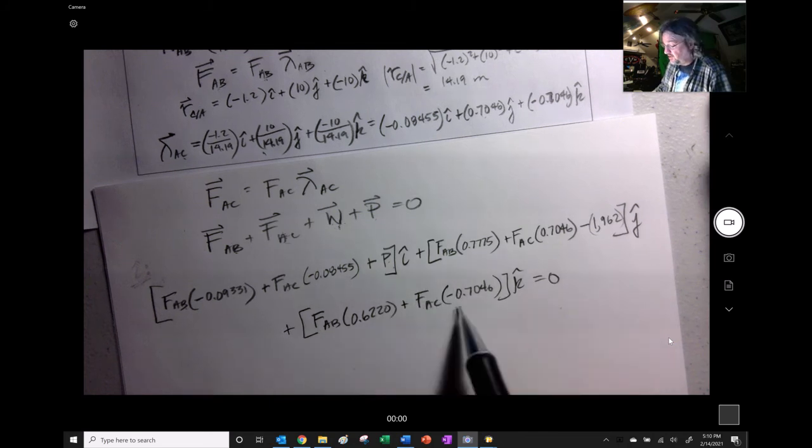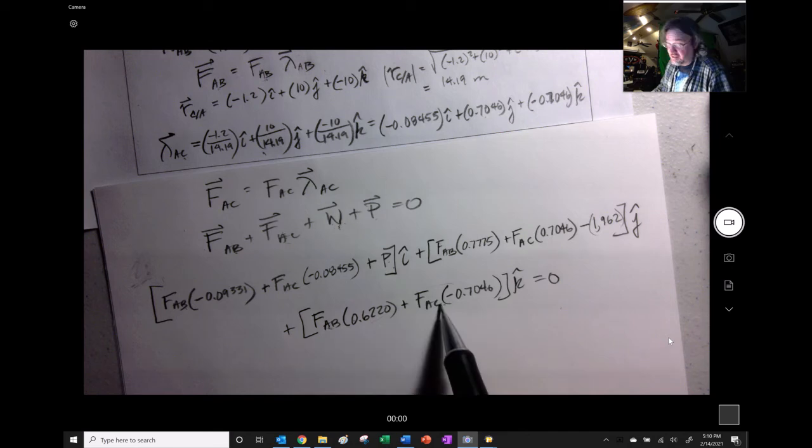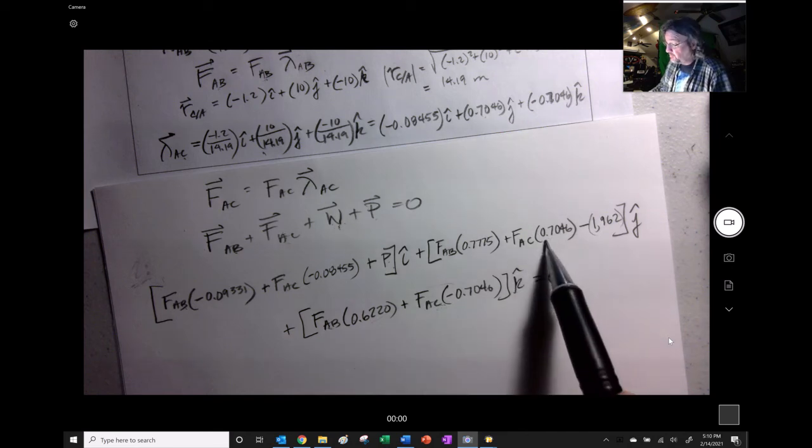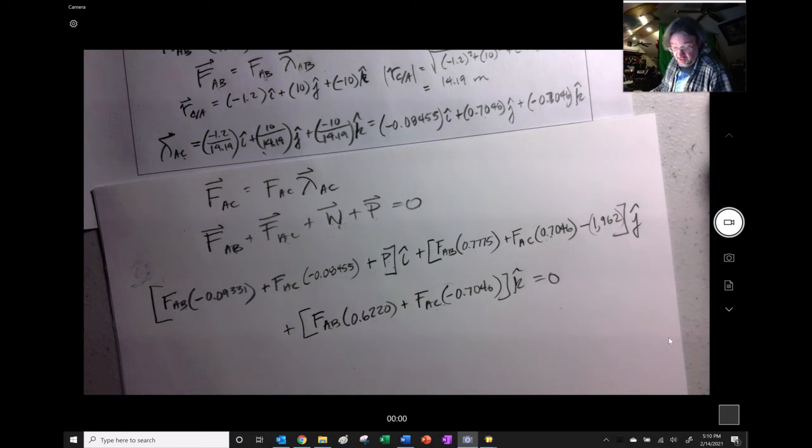But this one right here gives us a bit of a helper, right? We could set this one in terms of FAB, in terms of FAC, or vice versa, and we could plug it back into this one with a number, and we can find what the value is, right? So we go ahead and do that.